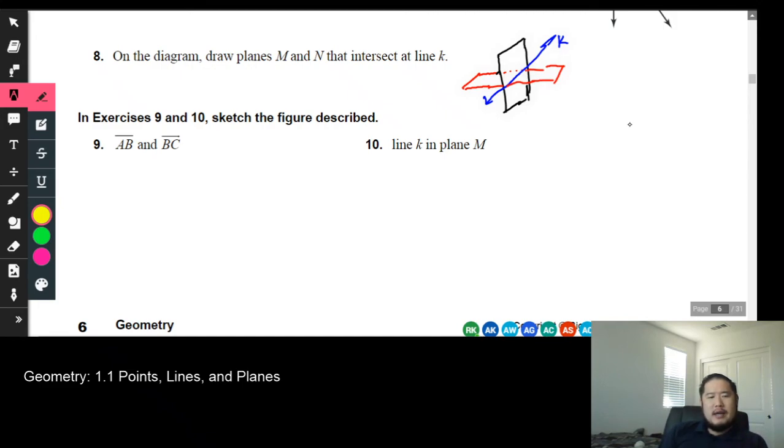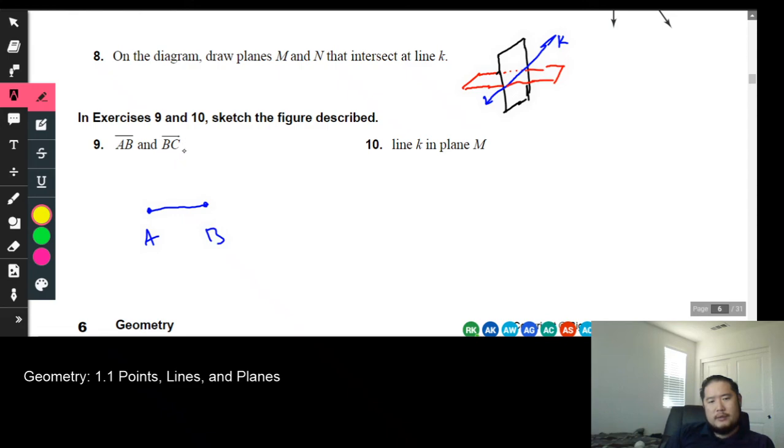Sketch the figure described down below. We got number 9. I can go through this real quick. You should try it on your own before you take a look at it. Maybe pause it for a brief moment. But we have AB as a segment. So I can go ahead right here. I've got segment AB.